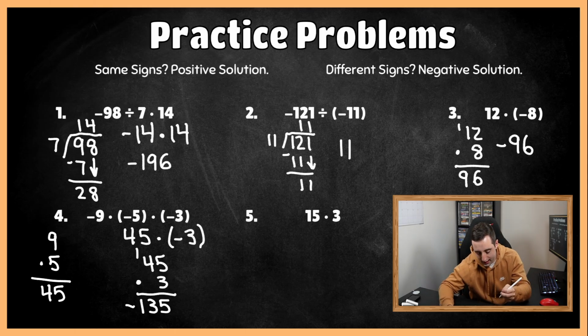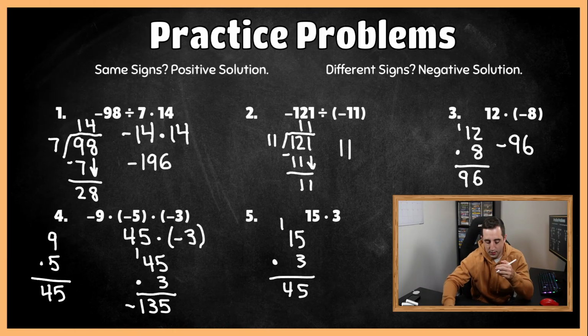And then finally, the very last one, 15 times 3. Those are same signs. So positive final answer. So 15 times 3 is going to give us 3 times 5 is 15, carry the 1. 3 times 1 plus 1 gives you 4. And we end up getting positive 45 for number 5.